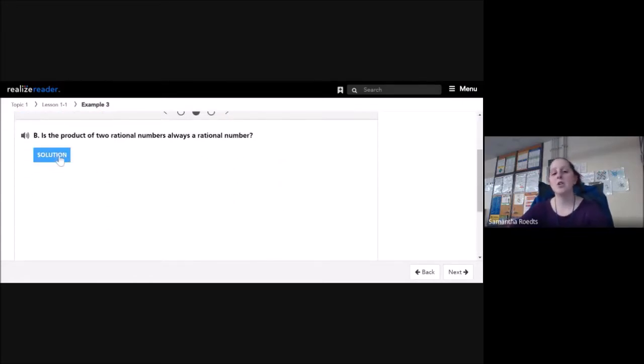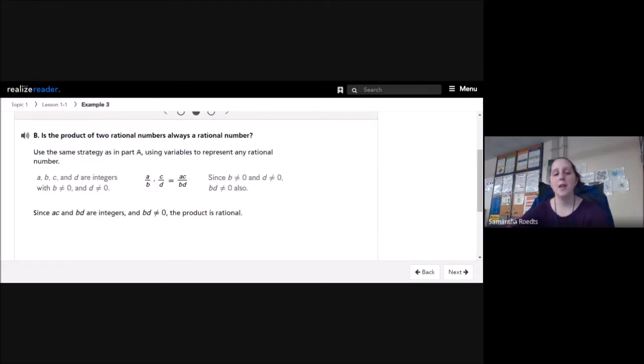So is the product of two rational numbers always a rational number? I use the same strategy as in part A, using variables to represent any rational number. A, B, C, and D are integers with B and D not able to be 0. So I multiply (A/B)(C/D) equals AC over BD. Since B can't be 0 and D can't be 0, BD also can't be 0. Since AC and BD are integers and BD is not 0, the product is rational.